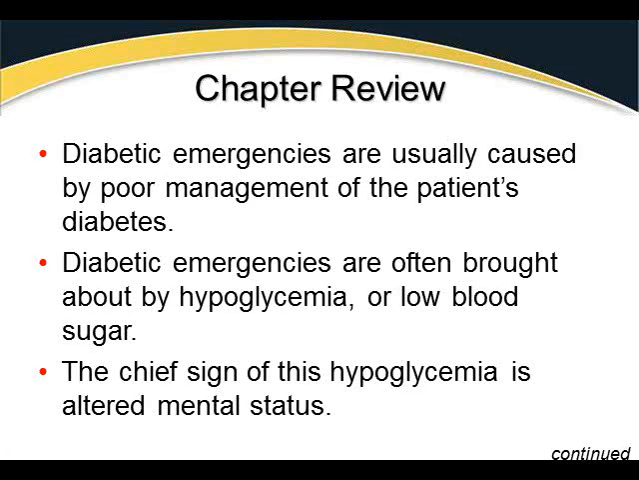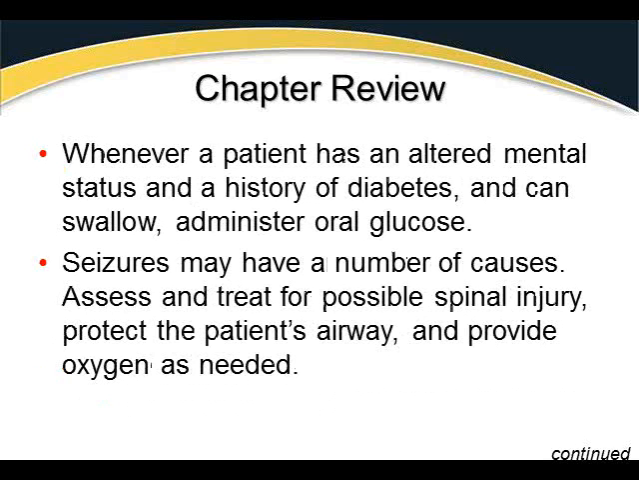All right, so our chapter review. The diabetic emergencies are usually caused by poor management of the patient's diabetes. May be brought on by hypoglycemia, which is low blood sugar. And the chief sign of hypoglycemia is very quickly, acutely altered mental status. When a patient has altered mental status and history of diabetes and can swallow, we can administer oral glucose. If we're able to check a blood sugar and see that the blood sugar is plenty high, we rarely need to give glucose, but that's going to depend on our protocols.